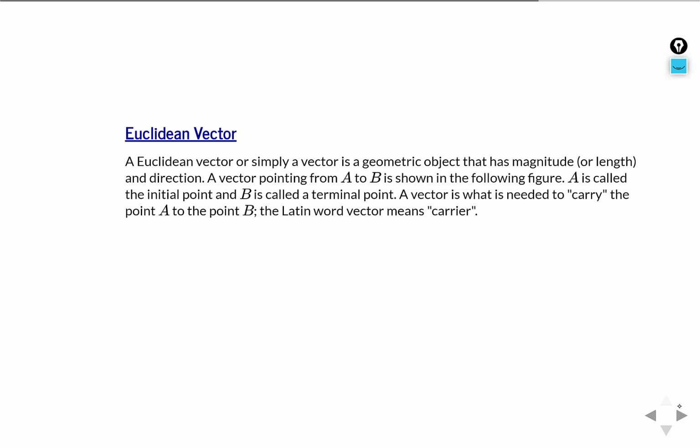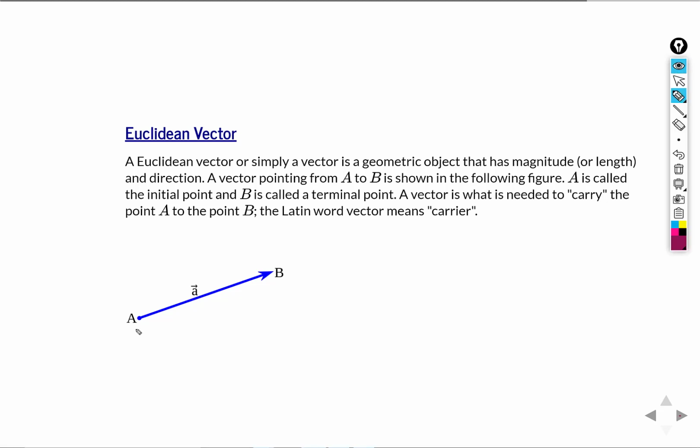A Euclidean vector, or simply a vector, is a geometric object that has magnitude, or length, and direction. A vector pointing from A to B, here called vector A, has the initial point A and the terminal point B. This vector is what we need to carry point A to point B.